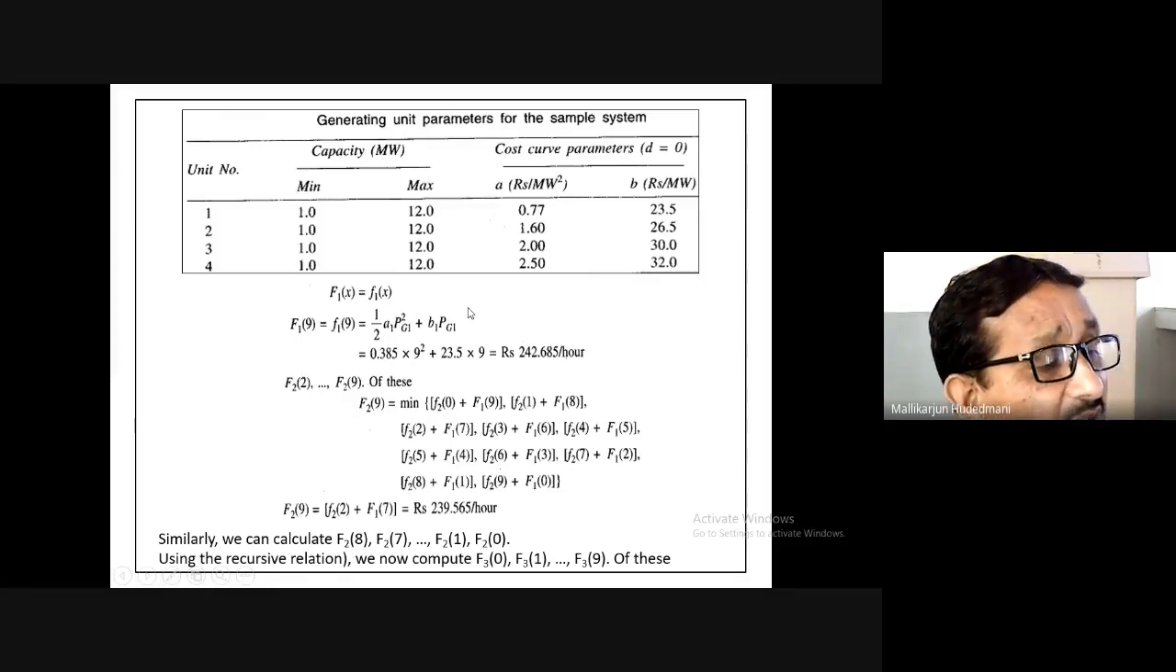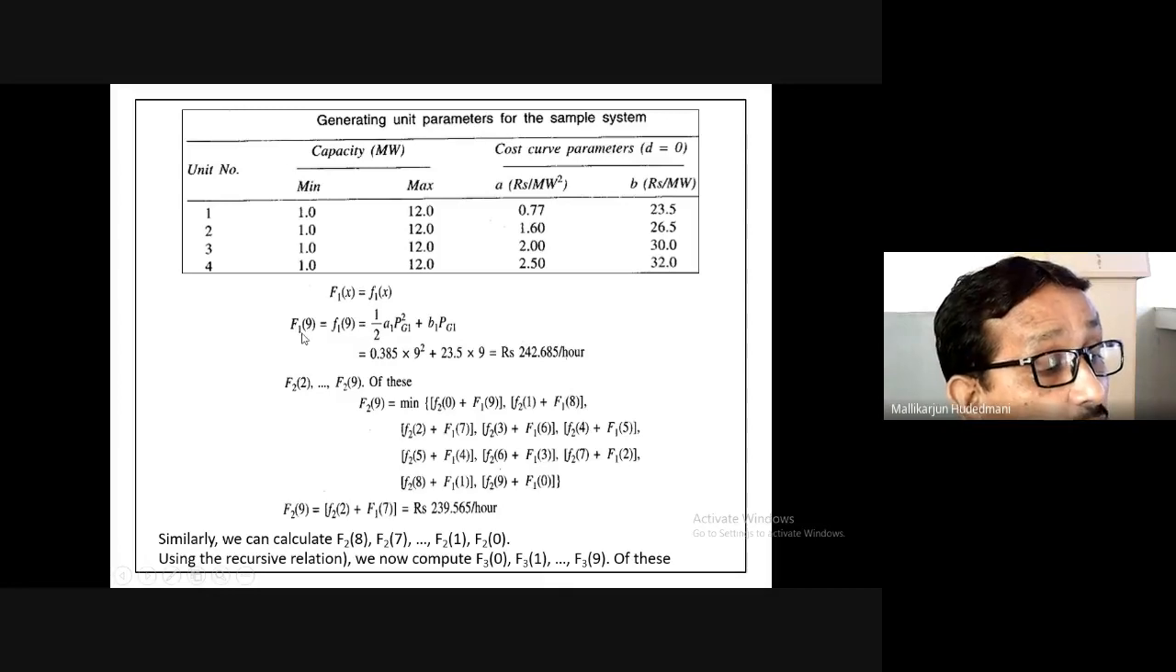For that, a very simple approach is, let us take my first decision. Machine number 1 is my choice. It becomes capital F1 for 9 megawatt. To obtain the whole 9 megawatt from this machine, what is the cost incurred? That is called F1 of 9. Only one machine dealing 9 megawatt.